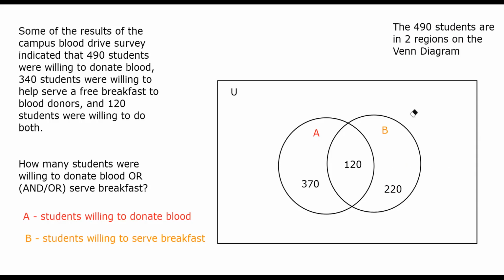Now, if I were to write a number out here outside the circles, but still in the box, well, what would that number represent? That number would be the number of students who are pretty much staying as far away from the blood drive as possible. They're neither going to give blood, they're not going to help serve breakfast, none of that.